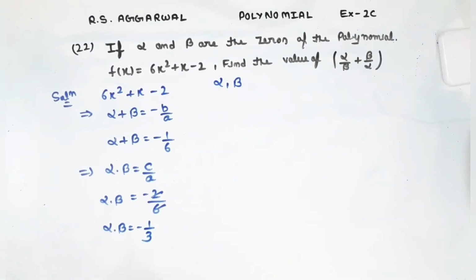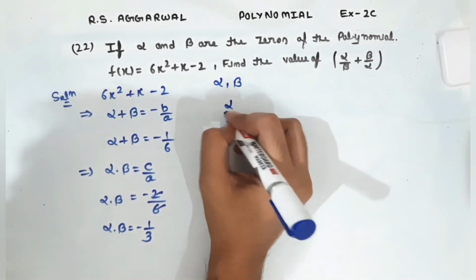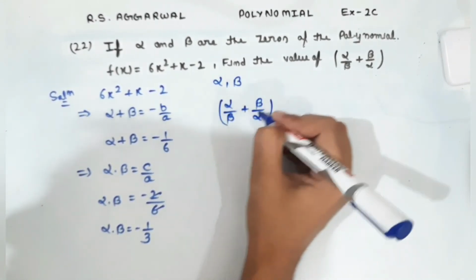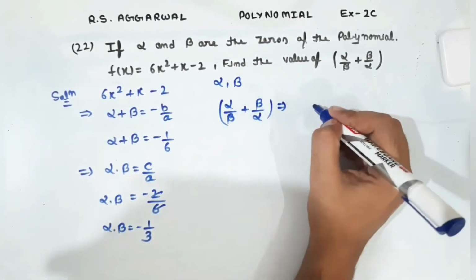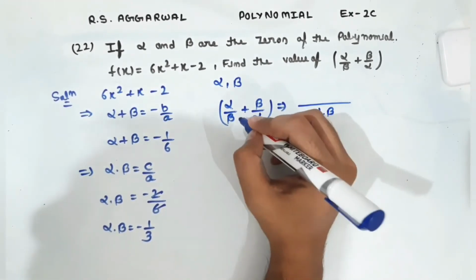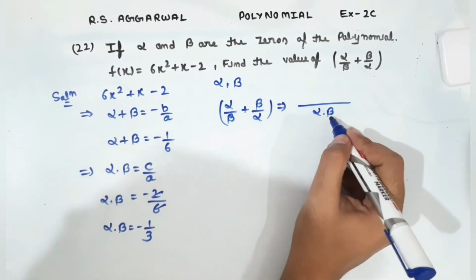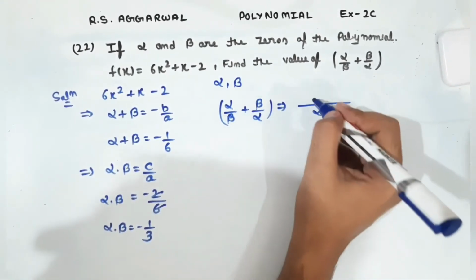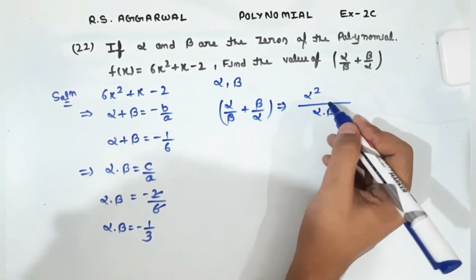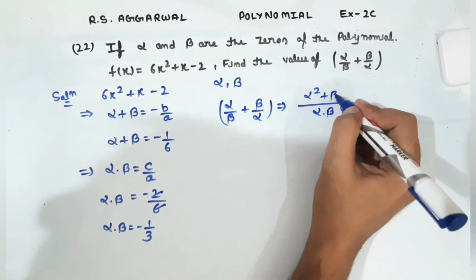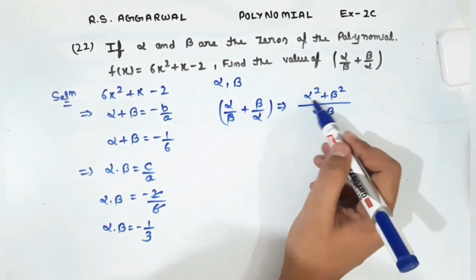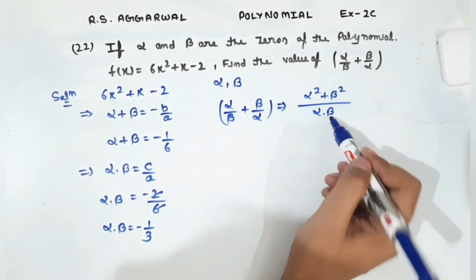We have to find the value of alpha upon beta plus beta upon alpha. So firstly we will solve this. So we will get alpha into beta is the LCM. So from beta, beta will be cancelled out, alpha will be multiplied into alpha. So this is alpha square. From alpha, alpha will be cancelled out, beta will be multiplied to beta, beta square. So this expression will be equals to alpha square plus beta square upon alpha into beta.